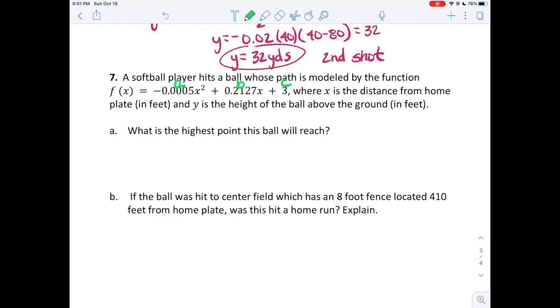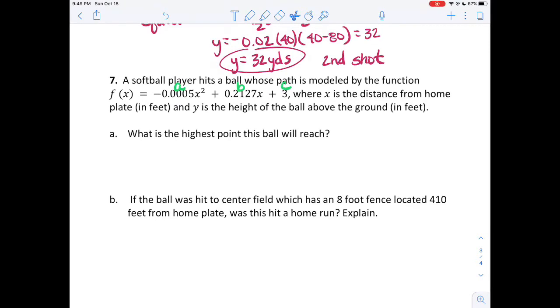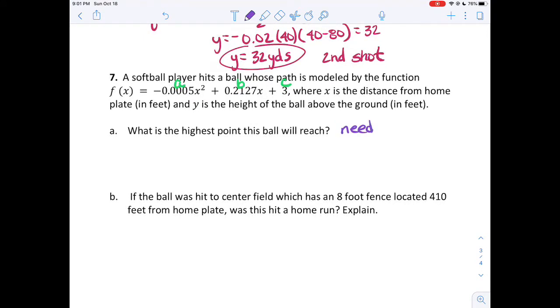We want to know what the highest point that this ball will reach is. The highest point is going to be the y value of our vertex. So again, just like the last problem, we need the vertex. For an equation in standard form, our vertex, the x value is the same as our axis of symmetry, and that's given by negative b over 2a. And so that's going to be negative 0.2127 divided by 2 times negative 0.0005. And putting that into my calculator, I get 212.7 feet. So that's how far it was hit.